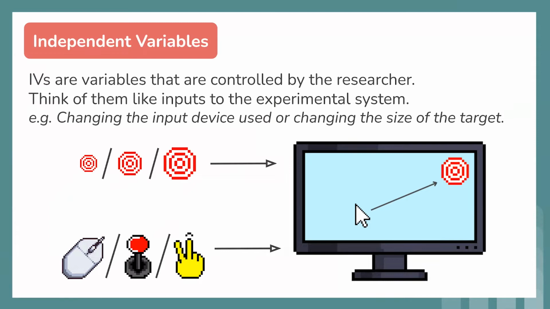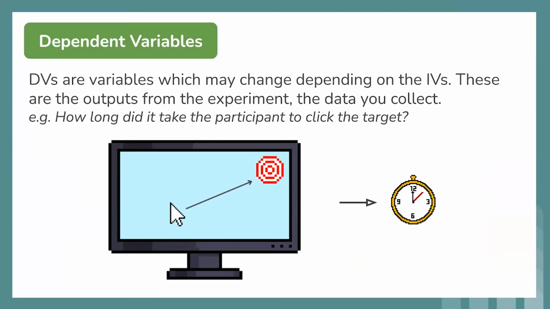In our example experiment, the independent variables are which input device the participant is using, be it a mouse, an analog stick, or a trackpad, as well as how big we make the target, be it small, medium, or large. Dependent variables, or DVs, are the variables which may change depending on the independent variables. This is the output or the result of the experiment, the data that you collect. In our example experiment, the dependent variable is how long it takes the participant to click on the target.